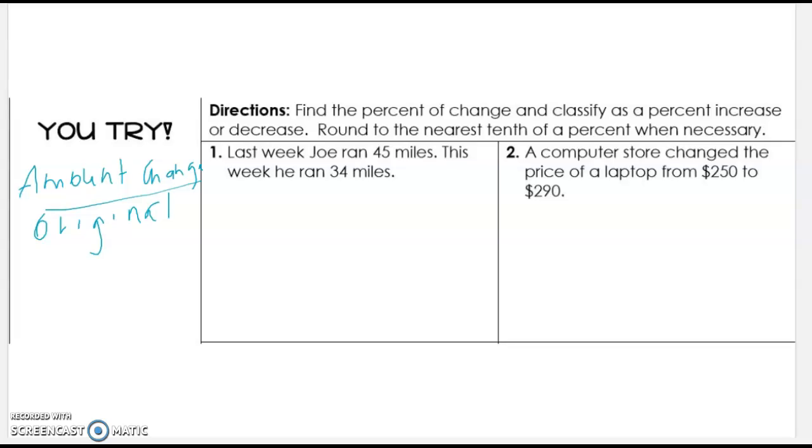So our amount of change means we're going to subtract 45 minus 34, and we put that over the original. Well, the original miles that Joe ran in our problem was 45, so that's going to be our original for this problem. So we subtract 45 minus 34 is 11 over 45. Now, if we read, it says that the first week he ran 45 miles, and then he ran 34 miles. So we can see that this is a decrease. So now what we're going to do is divide 11 by 45.